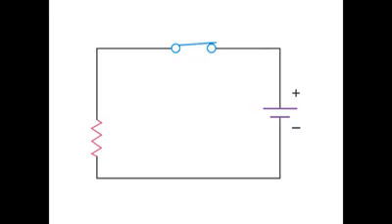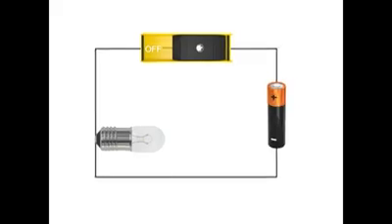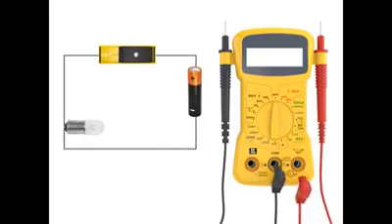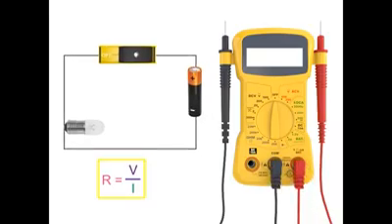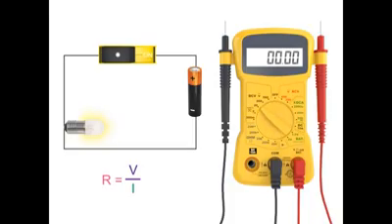Here we have a typical circuit found in a flashlight: a light bulb, a switch, and a battery. Using a digital multimeter, let's measure the voltage across the battery. Set the DCV on the multimeter to 20 volts. The battery used in this circuit is a 1.5 volt battery, so the 20 volt setting is within the range of what we can expect the voltage reading to be.